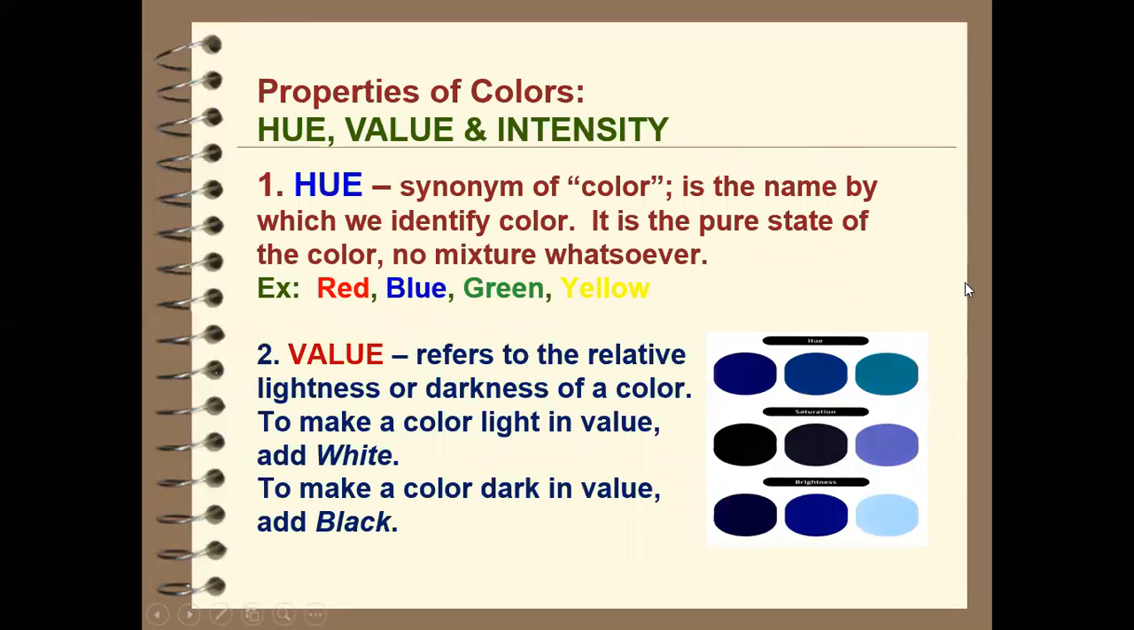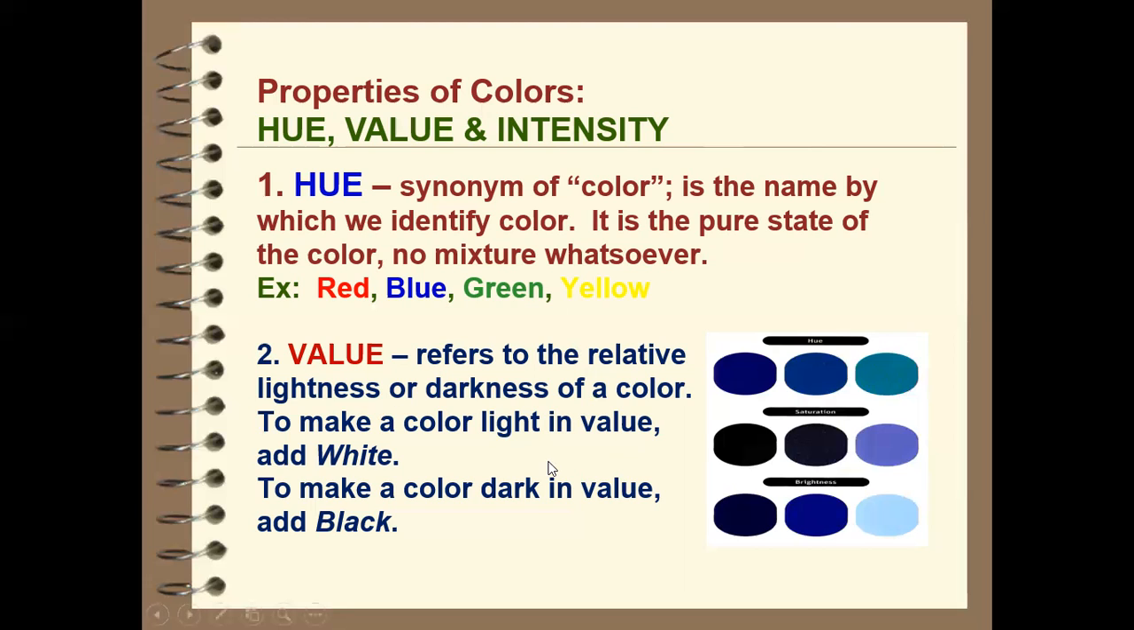Okay, so you also have to know the properties of colors because this will be very useful in making your paintings look alive and interesting. Okay, so hue is the synonym of color. So it is the name by which we identify color. So it is the pure state of the color, no mixture whatsoever. Examples are red, blue, green, yellow, orange.